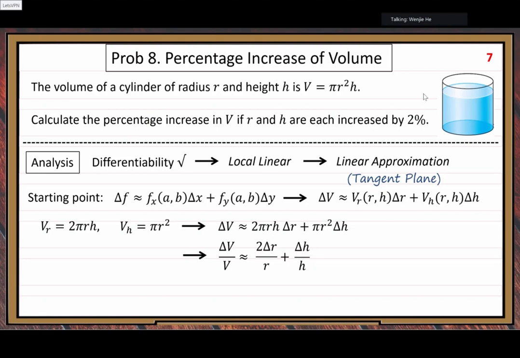2 times 2% plus 2%. The answer is 6%. So that's how you calculate linear approximation. Try to understand the logic. Partial derivative, linear approximation. All right, so let's stop.